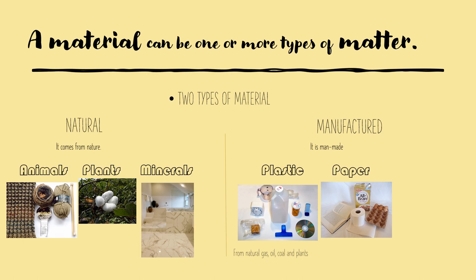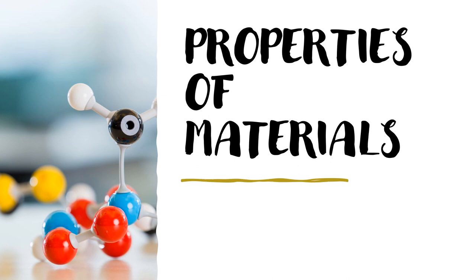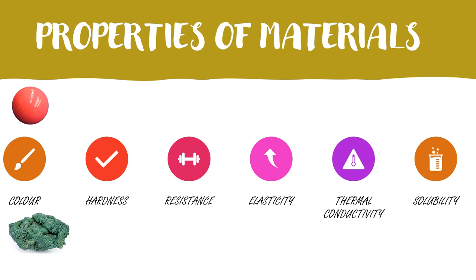Paper, like toilet paper, books, boxes from the cereals, or boxes that contain eggs, comes from wood. And steel, like the knives in the kitchen, comes from iron ore. We are also going to learn the properties of materials. These are the properties of materials: color, hardness, resistance, elasticity, thermal conductivity, and solubility.